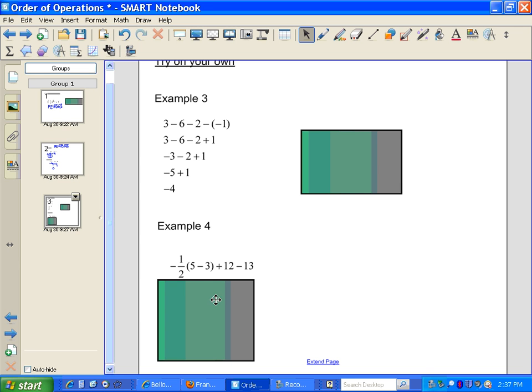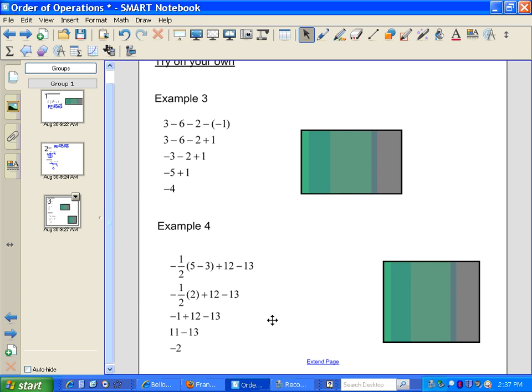If you look at example 4, hopefully you simplified inside the parentheses first. 5 minus 3. That became 2. A number right out in front of a set of parentheses means multiply. Negative 1/2 times 2 is negative 1. Plus 12 minus 13, well, negative 1 plus 12 is positive 11. Minus 13, we're back to negative 2.